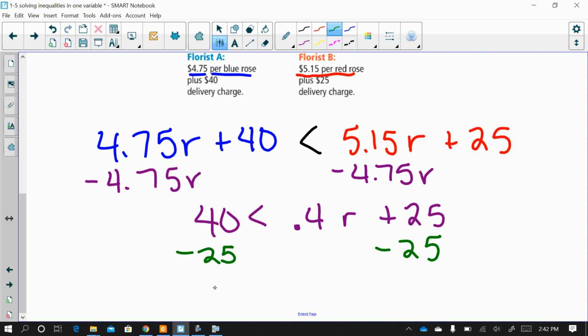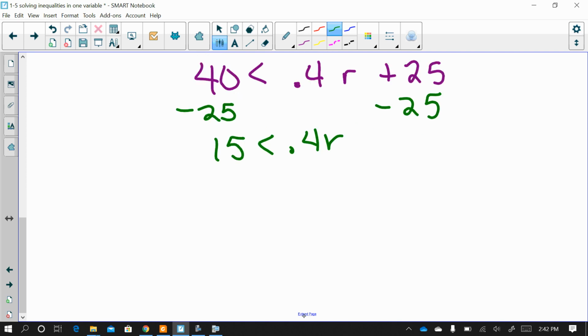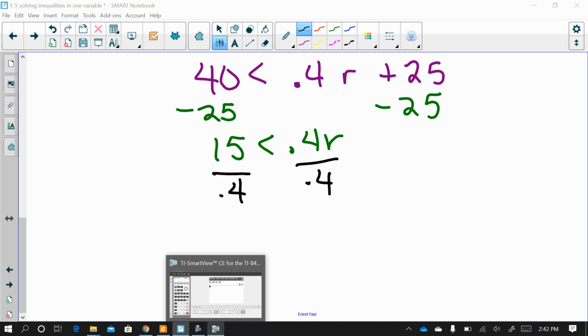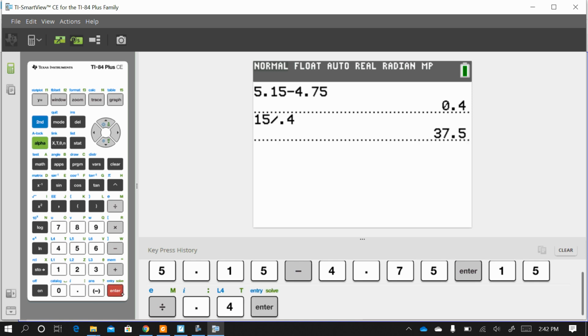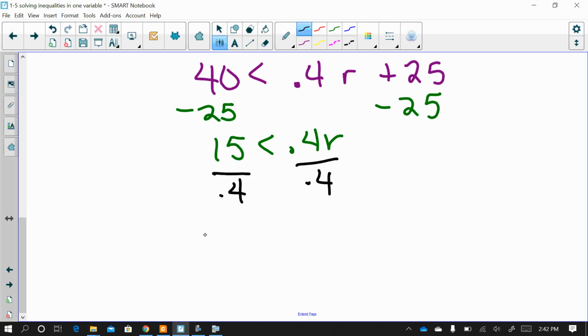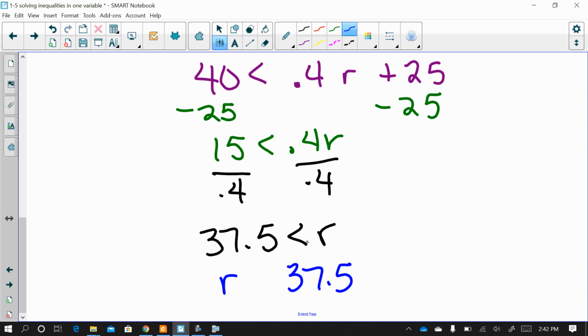40 minus 25 is 15, is less than 0.4 r. Okay, so divide both sides by 0.4. 15 divided by 0.4, 37.5. Now, I don't know about you, but I always think better when r comes first. So r, 37.5. My mouth is eating the r, so keep it eating the r.